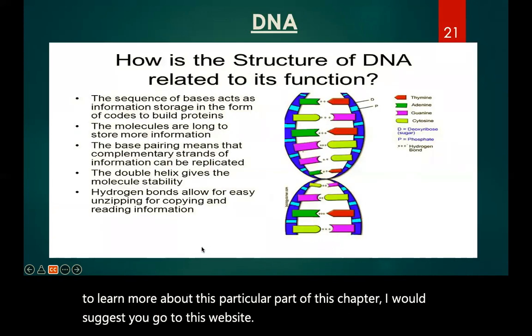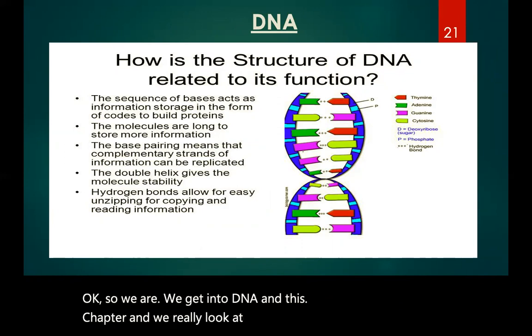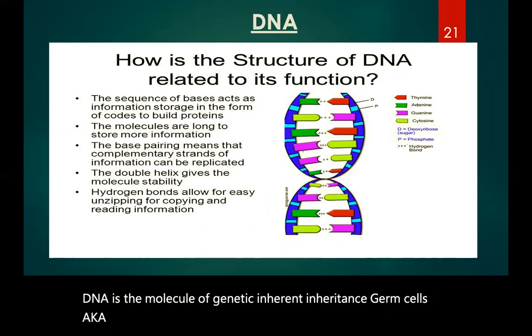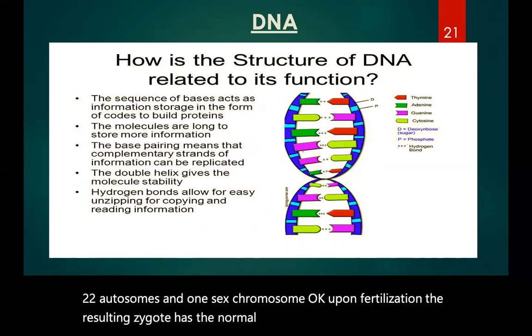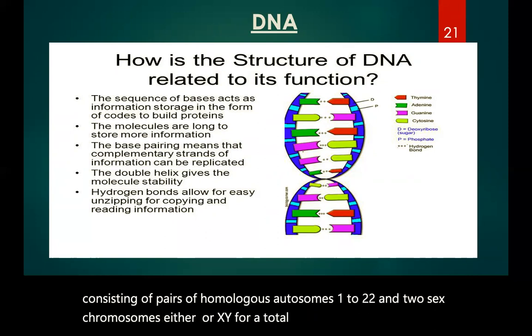Okay, so we get into DNA in this chapter, and we look at DNA as a molecule. Keep in mind, DNA is the molecule of genetic inheritance. Germ cells, aka egg and sperm, each contain 23 chromosomes: 22 autosomes and 1 sex chromosome. Upon fertilization, the resulting zygote has the normal human chromosome content, consisting of pairs of homologous autosomes, 1 to 22, and 2 sex chromosomes, either XX or XY, for a total of 46 chromosomes.